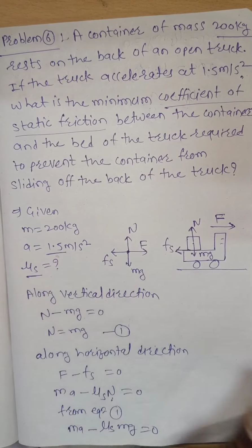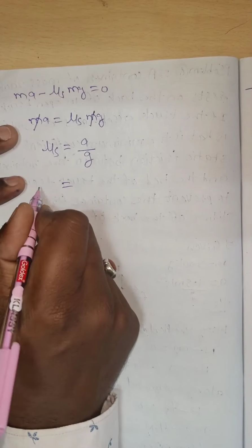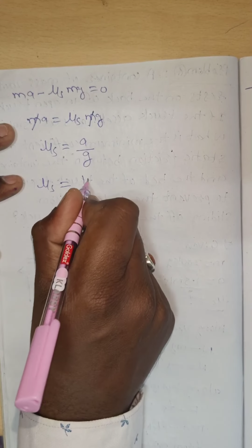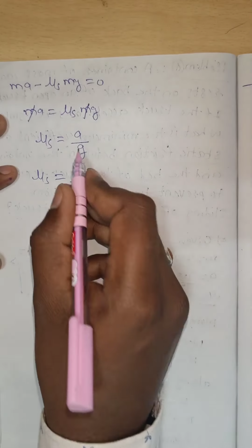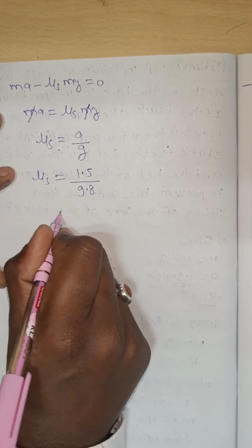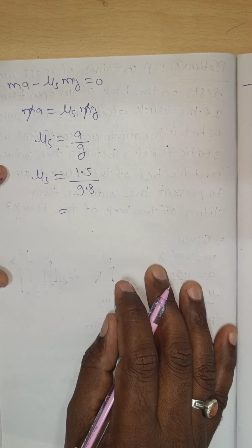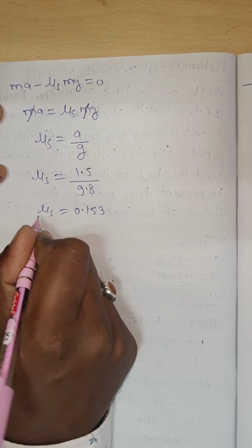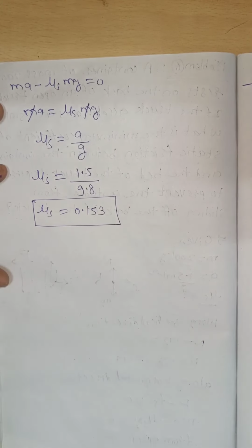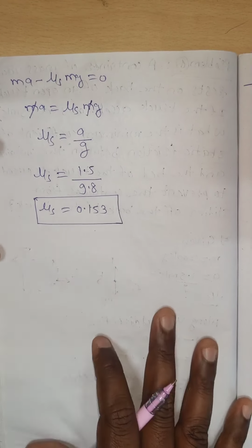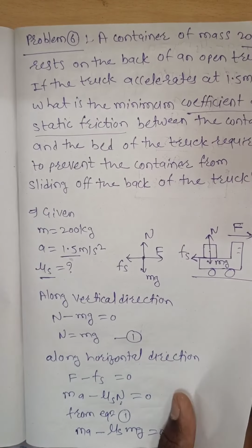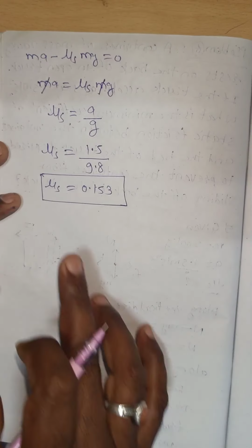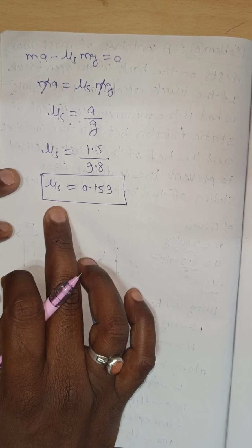Now the acceleration is given, 1.5 meter per second square, and g we know is 9.8. Therefore mu s is equal to 1.5 divided by 9.8, which we get as 0.153. Now this is the coefficient of static friction required to prevent the box from sliding down on the back.